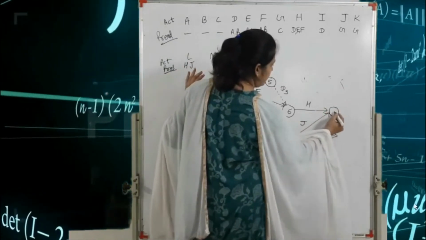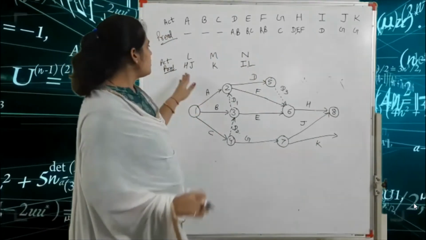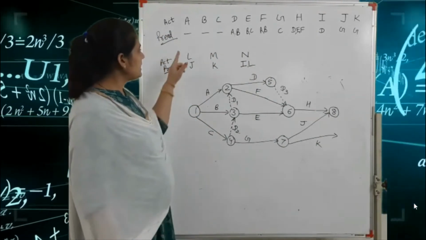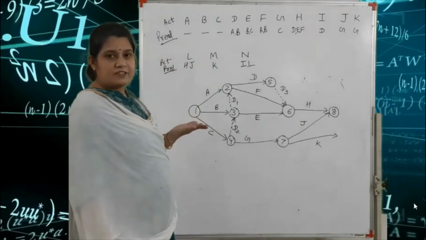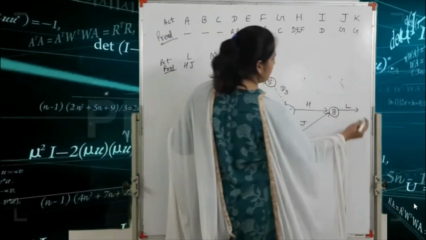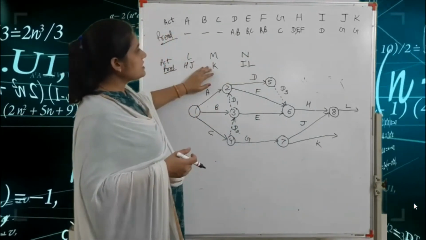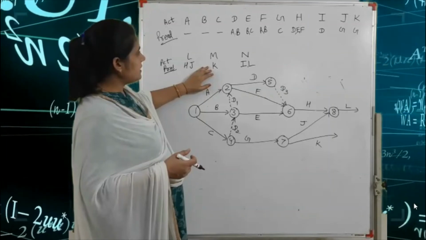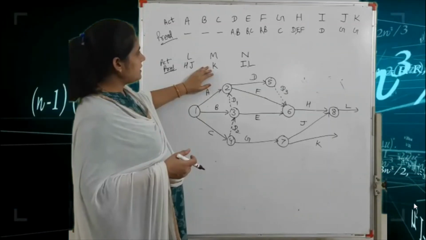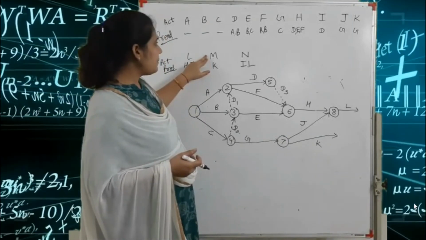So H and J activities are completed. That means here is node number 8. H and J activities are completed, then the L activity starts. So we write here the L activity. But here, what is the K? K activity is completed, then the M activity starts.